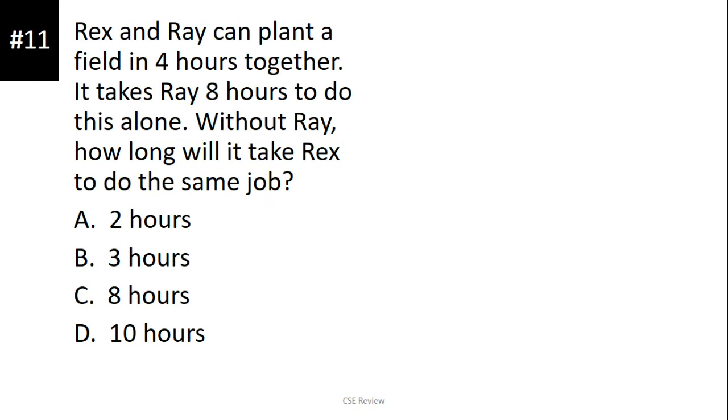Rex and Ray plant a field in 4 hours together. It takes Ray 8 hours to do this alone. Without Ray, how long will it take Rex to do the same job? Again, there is a lesson already sa YouTube that you can watch to find out how to solve this.